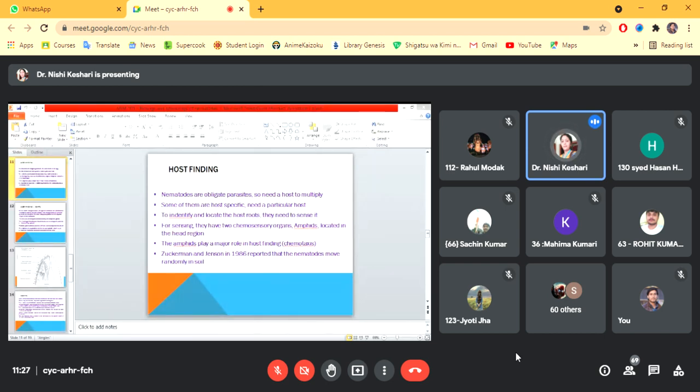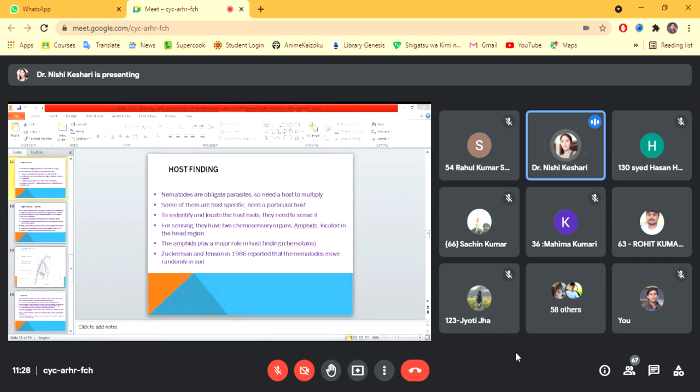So they need a host, whether it is a host root, a host seed, host leaves or earheads, because like Anguina, they need the uppermost part, that is the shoot part of the plant. So most plant parasitic nematodes are obligate parasites. They need a plant root to develop, and some of them are host specific, needing a particular host. As I told you, cyst nematodes and Anguina all need a particular host to develop.